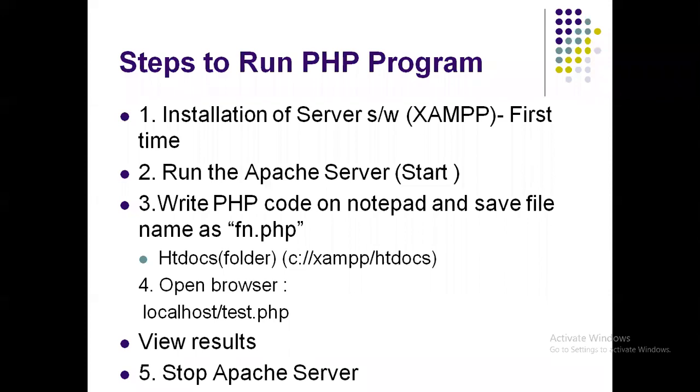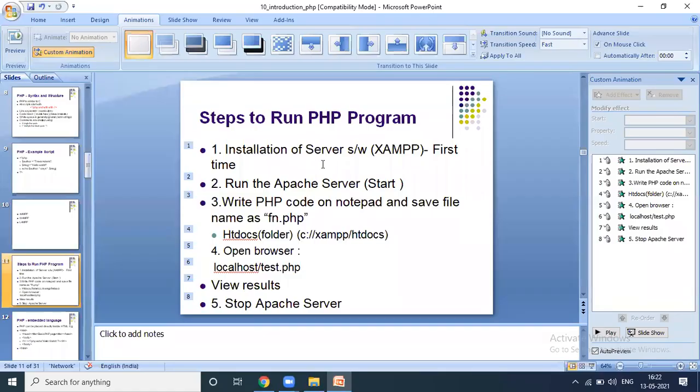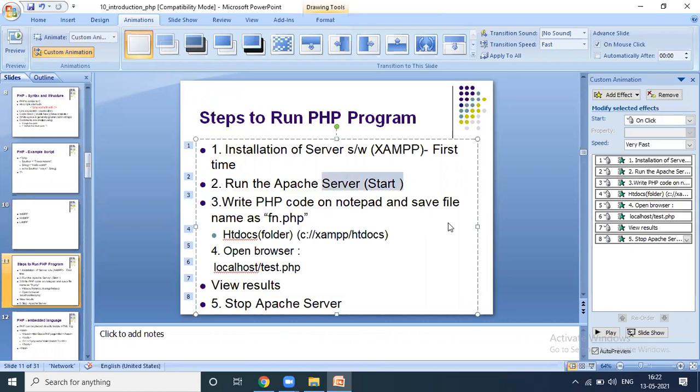Okay, now I will show how we are going to run a small program. So these are the various steps involved in PHP execution. Now the steps, clearly: the first step is installation of XAMPP. I have done the installation. Then run the Apache server. The second step is to run the Apache server.